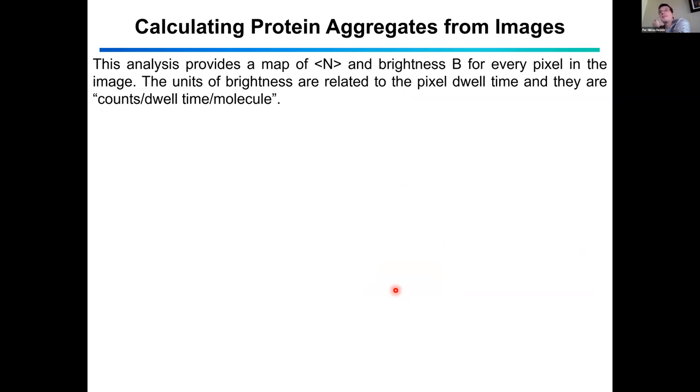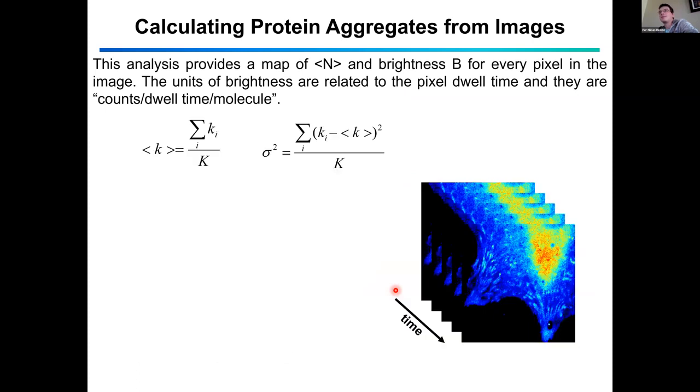So this analysis provides a map of the average number of molecules and brightness for every pixel in the image. The brightness unit is related to the pixel dwell time of your system, so typically you quantify it in the unit counts per dwell time per molecule. But later, if you have a monomeric standard, you can normalize by that and say, okay, these are the monomers, these are the dimers, these are the trimers, and so on.